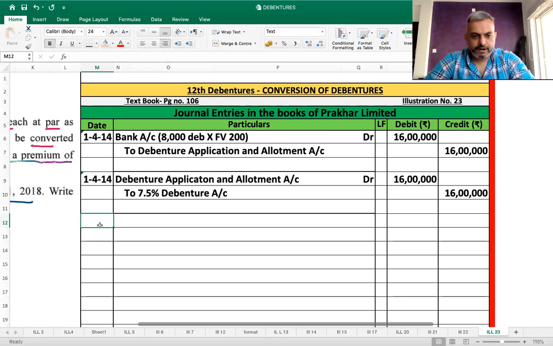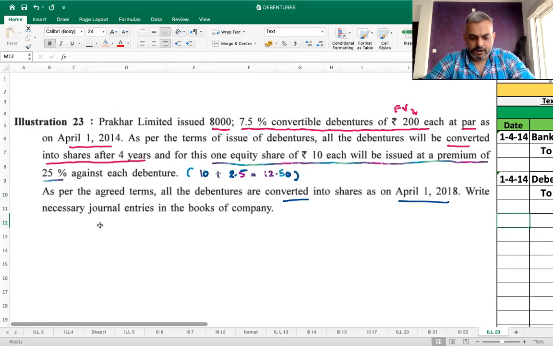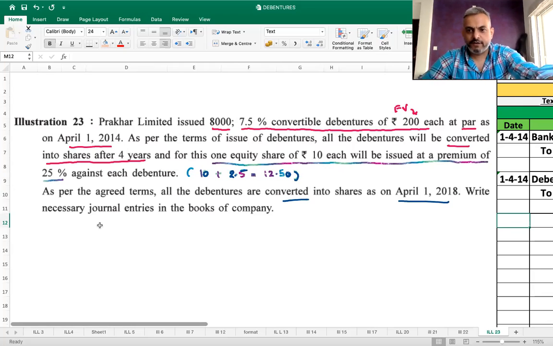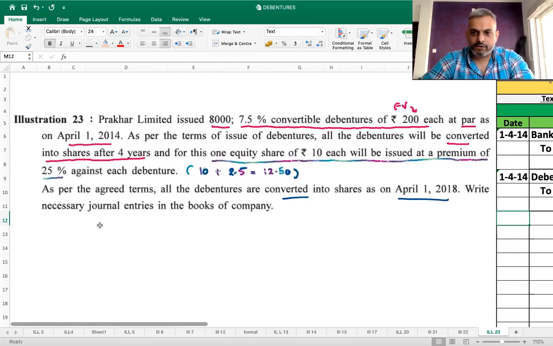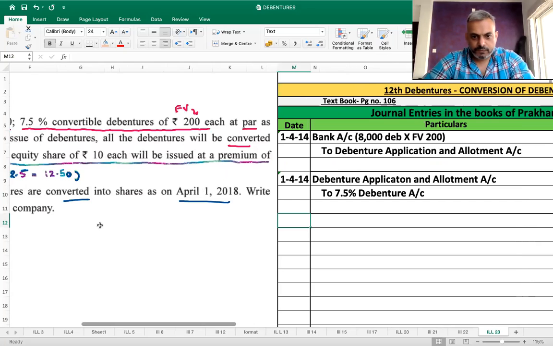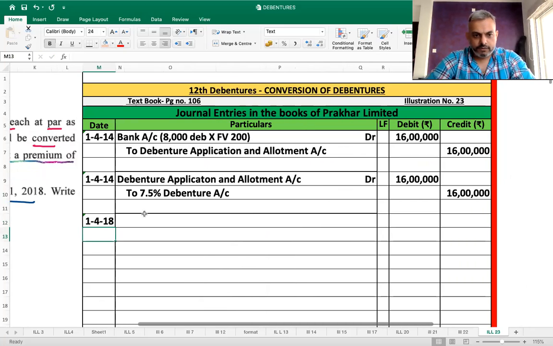Now these two are standard entries. So now we have issued the debentures. Now time comes where we have to redeem the debentures, but here we have issued convertible debentures. So accordingly we have to calculate. So date is 1/4/2018. Now this entry is also standard, what we have done so far.